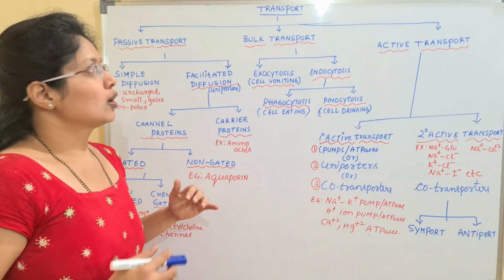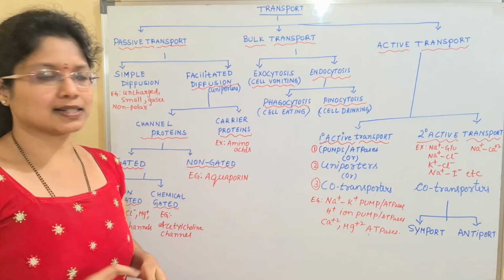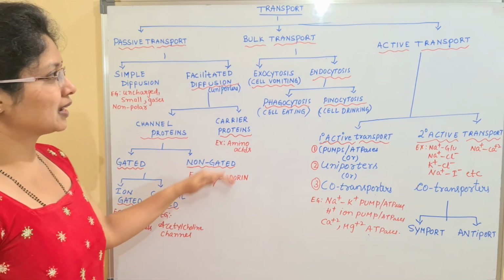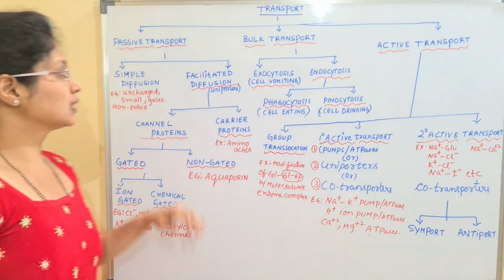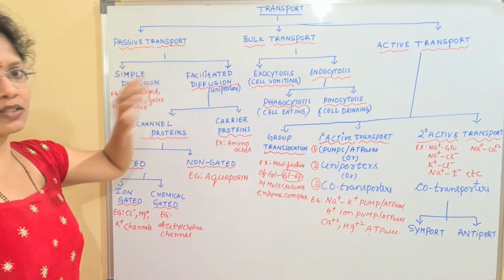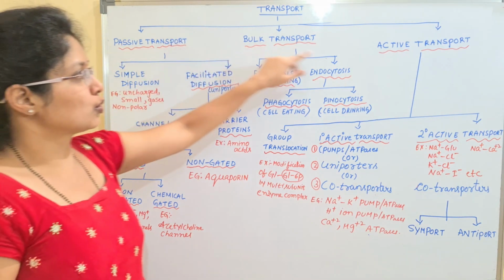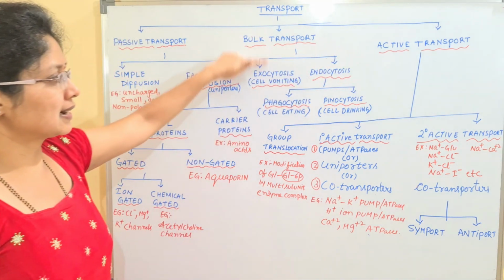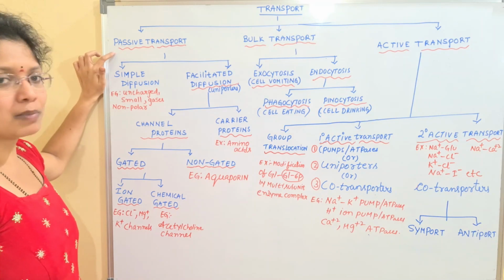So this is the overall view of the transport, the classification of the transport which we have discussed in detail, children. Without leaving any point, I have written all the things which we have discussed. So we have three major classifications here. The transport is divided into passive transport, active transport, and in the center I have given the bulk transport. Okay, first we will see the passive transport.